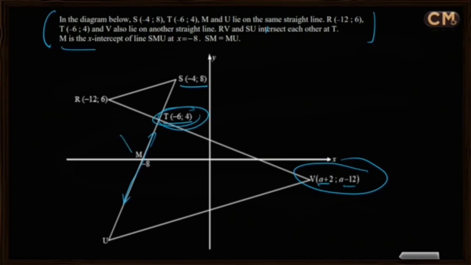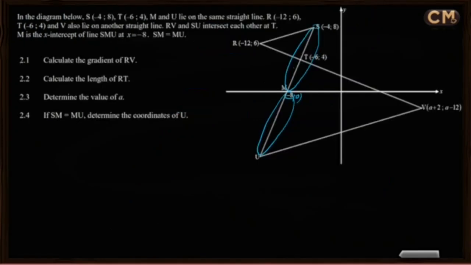M is the x-intercept, so that's pertinent information if we have a look at it in that way. And then they also tell us that SM is equal to MU. So when we start with our attempt at solving any of these problems, we're going to have to incorporate at least those pieces of information, and then that piece of information over there. We are being asked to calculate the gradient of RV, which is that gradient right over there.